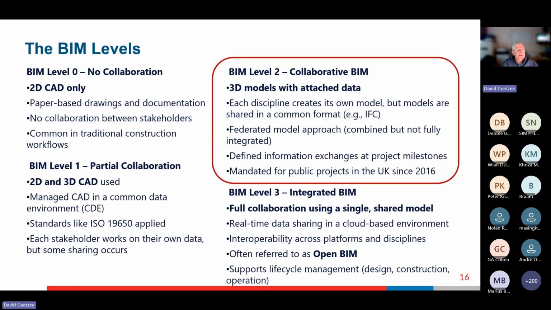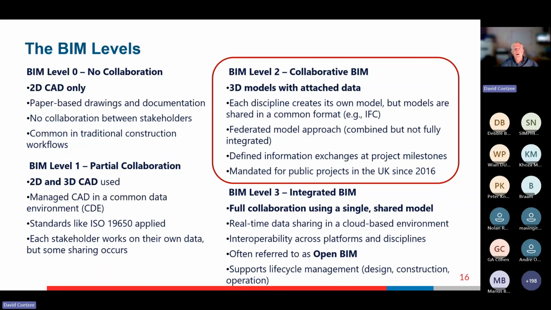Common data elements is perhaps a little bit limited in that stage. We do start thinking about ISO 19650, but not in a holistic and integrated way. And basically each stakeholder works on their own data, but some sharing occurs. What is mandated in the UK for all government projects is what we call BIM level 2. So that's what we call a collaborative BIM. Everything is done in 3D models with attached data built in, as I said earlier.